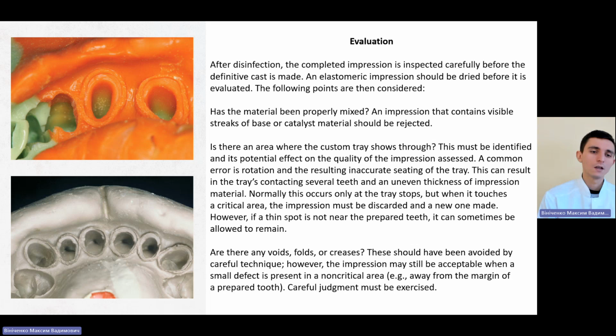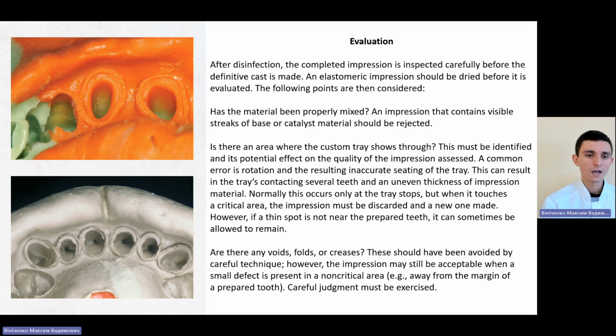Evaluation. After disinfection, the completed impression is inspected carefully before the definitive cast is made. An elastomeric impression should be dried before it is evaluated. The following points are then considered. Has the material been properly mixed? An impression that contains visible streaks of base or catalyst material should be rejected. Is there an area where the custom tray shows through? This must be identified and its potential effect on the quality of the impression assessed.